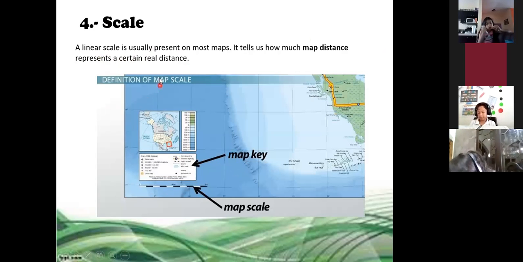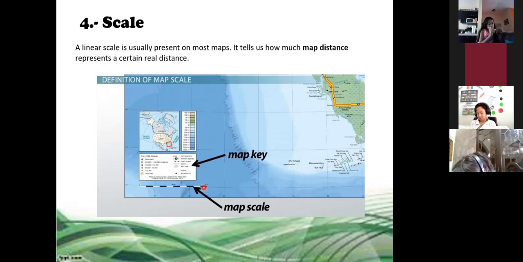Look here, we have a scale. It's a linear scale, usually present on most maps. It tells us how much map distance represents a certain real distance.